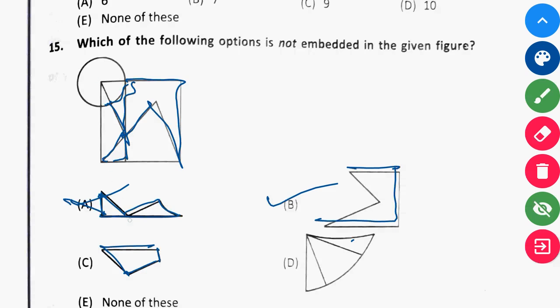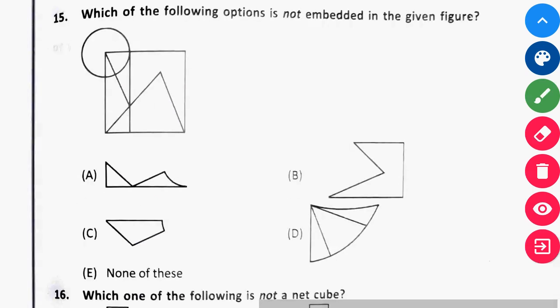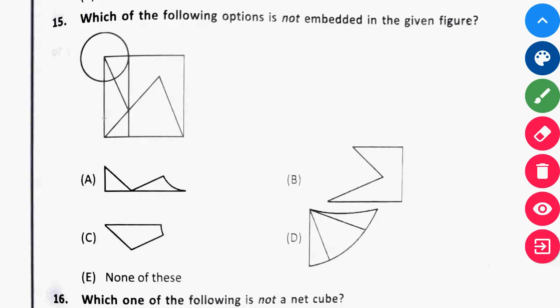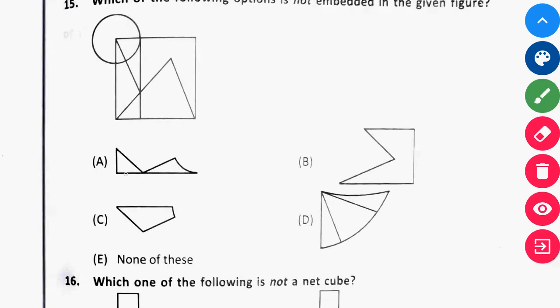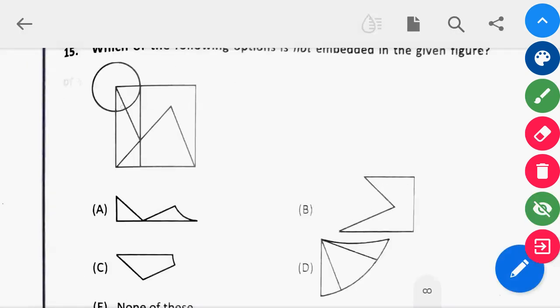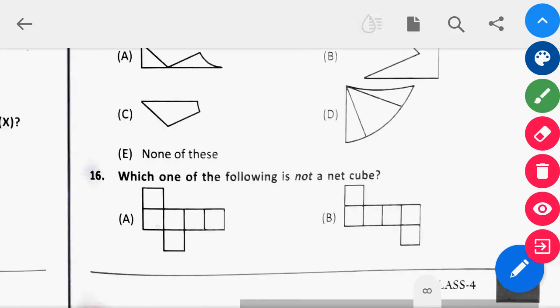I cannot find it actually. So option, but where is C? C. C is also here. You can see this portion, this one, and this one. So D is not there. So your answer is D.